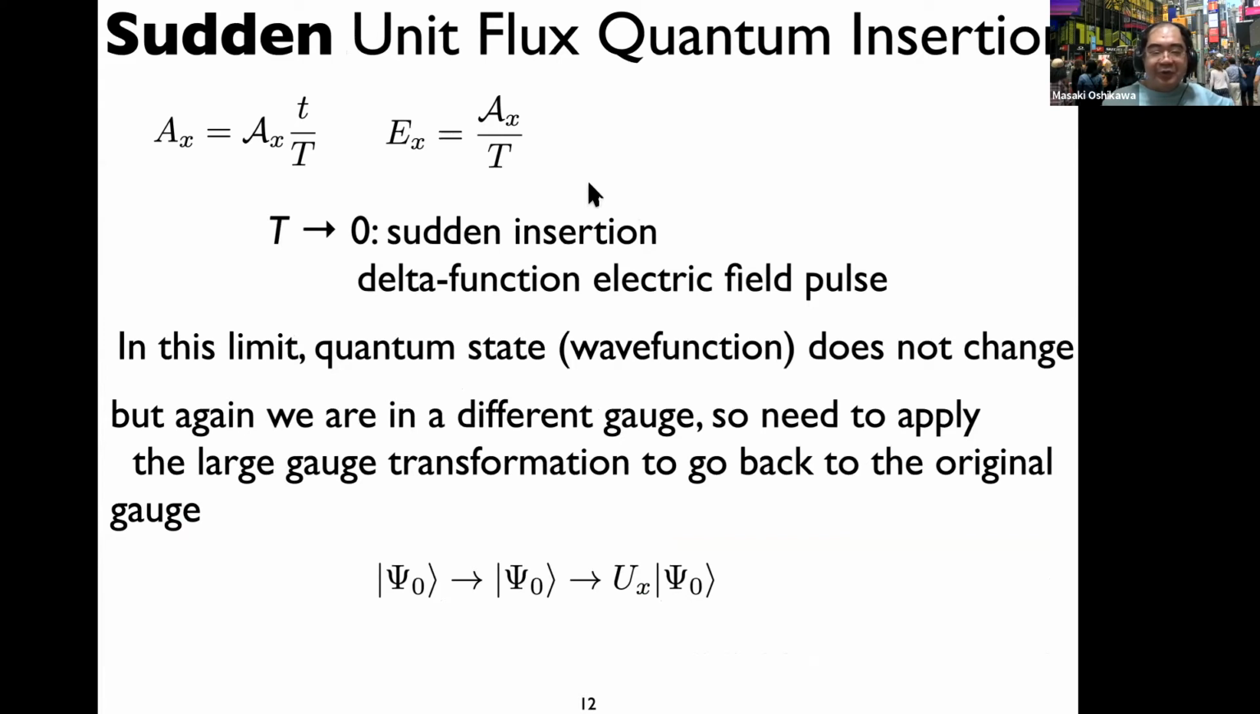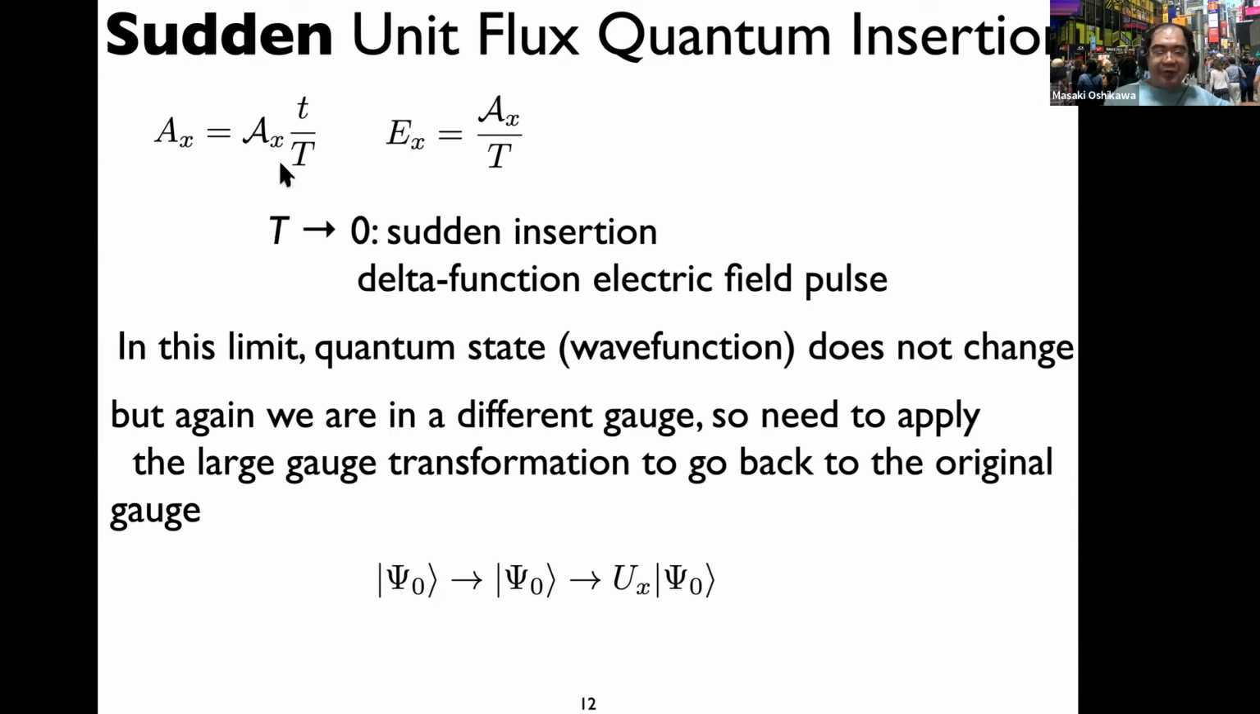And I want to mention quickly the other limit. In order to derive the Kohn formula for nonlinear Drude weight, I used the adiabatic insertion of Aharonov-Bohm flux. But we can also consider the other limit, that is, a sudden insertion of Aharonov-Bohm flux. I can use the same formula: I increase the vector potential linearly over time for the period from t equals 0 to capital T. The adiabatic insertion corresponds to the limit where capital T goes to infinity, but I can also discuss the opposite limit, taking capital T to 0. That corresponds to sudden insertion of flux, or some sort of quantum quench, right? And physically, this corresponds to a delta function electric field pulse.